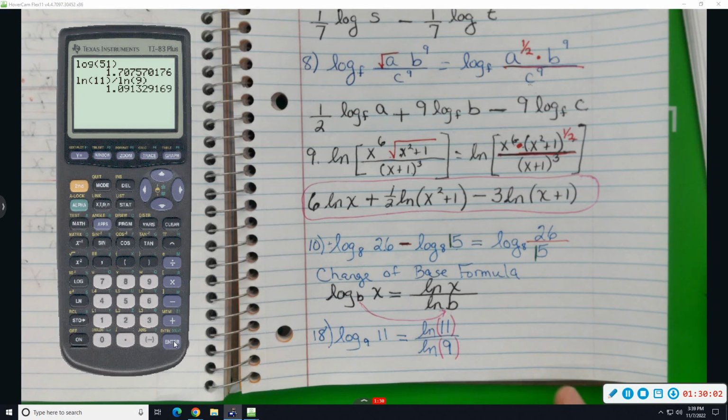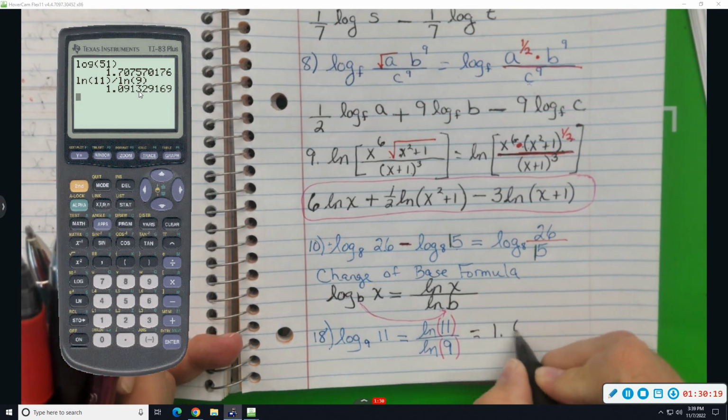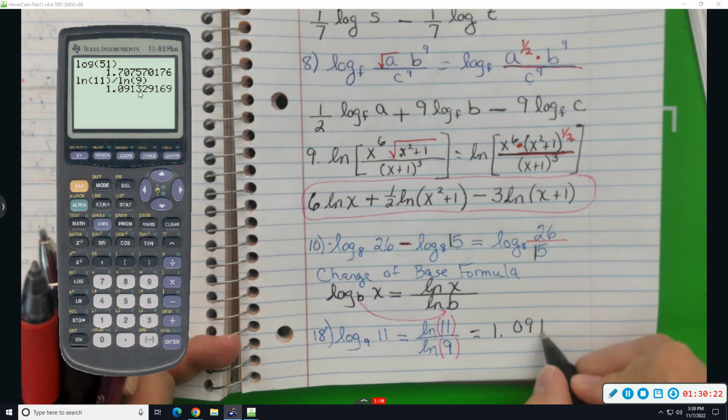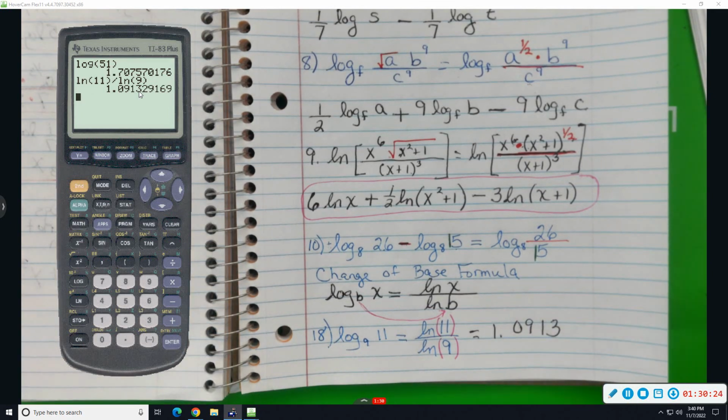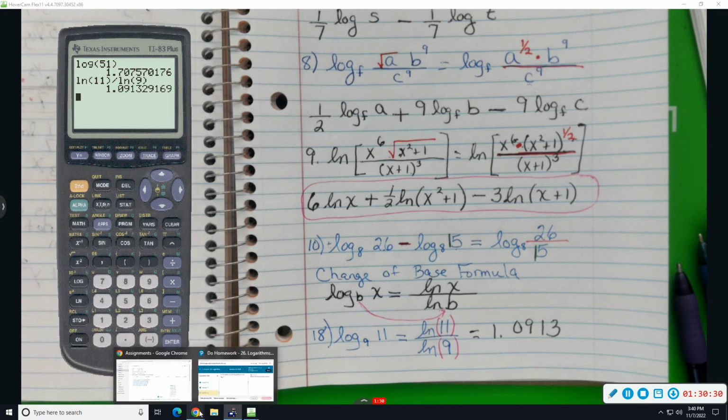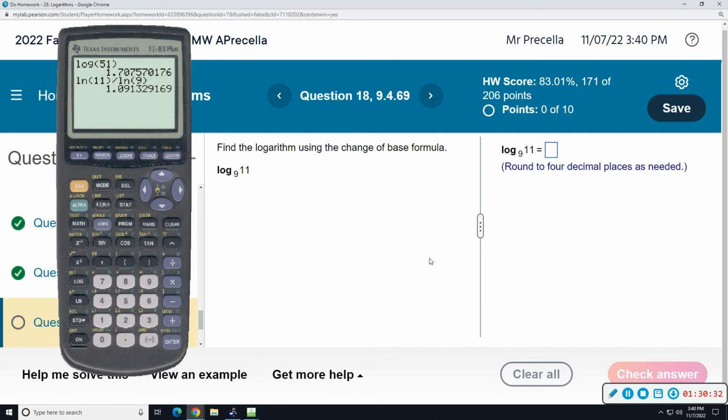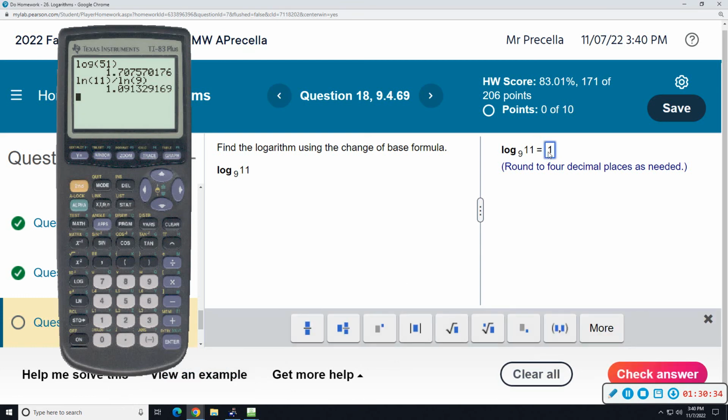Oh, and I think it said to round to 4 decimal places. What would the 4 decimal places be? 1, 2, 3, 4. That 3, am I going to leave it as a 3 or make it a 4? 1.0913.